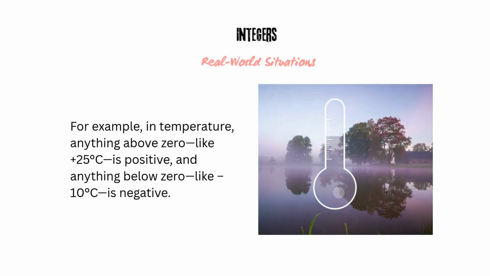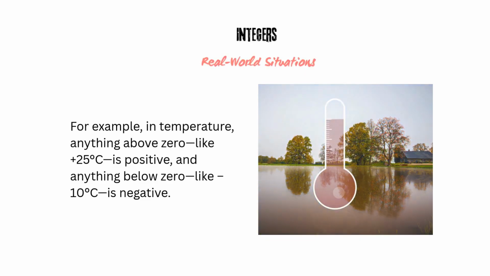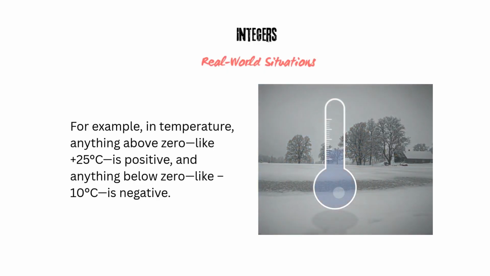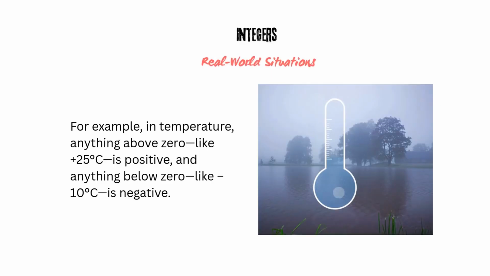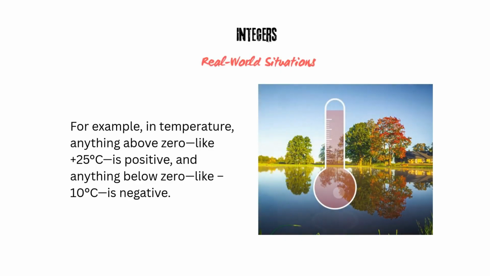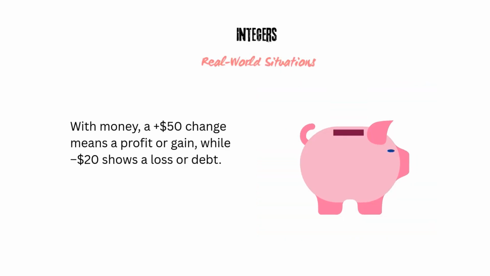First example comes in when reading temperatures. Anything above zero is usually a positive integer, while anything below zero is always a negative integer. For example, positive 25 degrees is above zero, while negative 10 degrees Celsius is negative because it's below zero. Same concept in finance. When you have a positive amount, you can regard it as a profit or a gain. But when you have a negative amount, that is a loss or a debt.